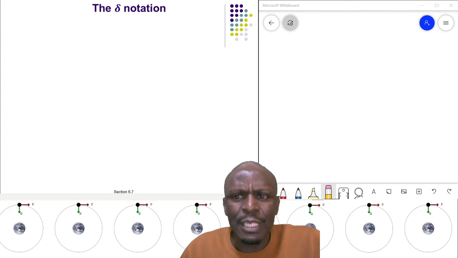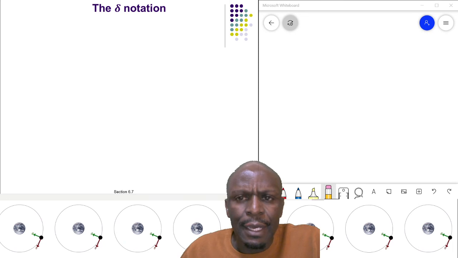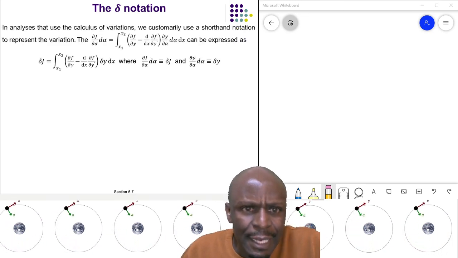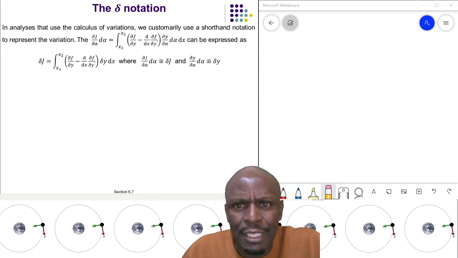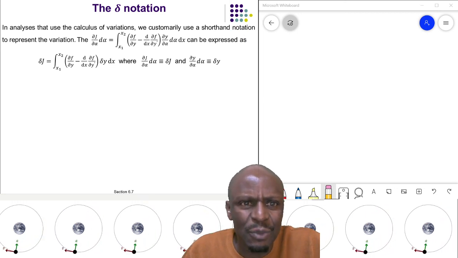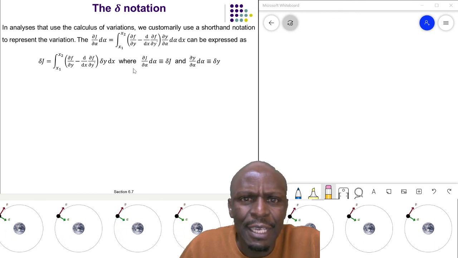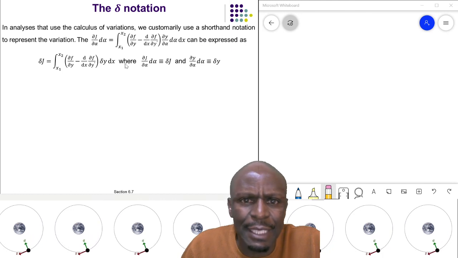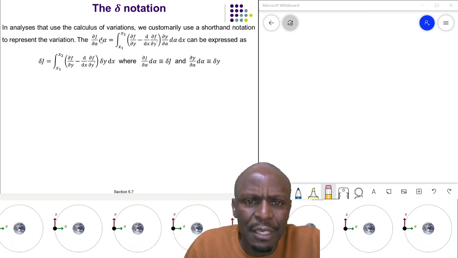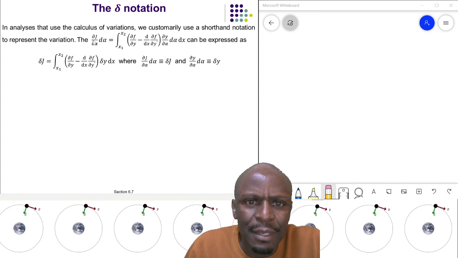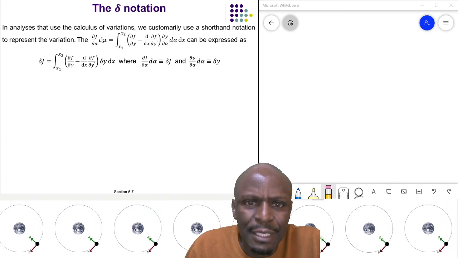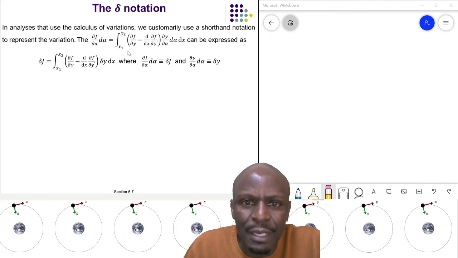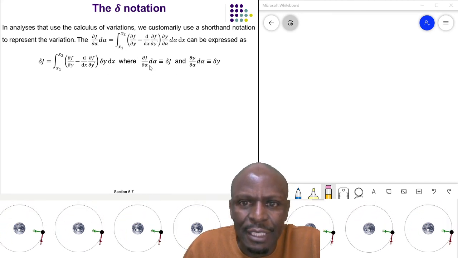Right, now let us also deal with the last part of this chapter, which is the delta notation. In the analysis that uses the calculus of variations, we customarily use a shorthand notation to represent the variation, and that variation was just given by this, and that can be expressed in short notation. If we want to write this in terms of that, the whole thing in there is just going to be given by that.